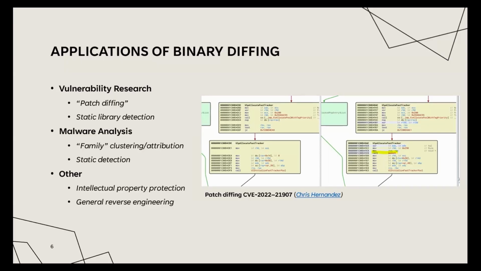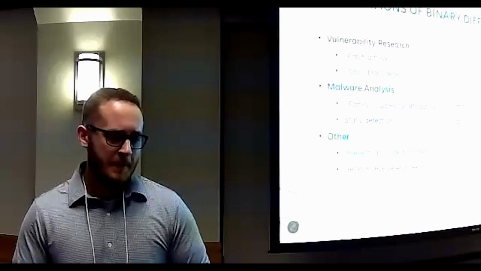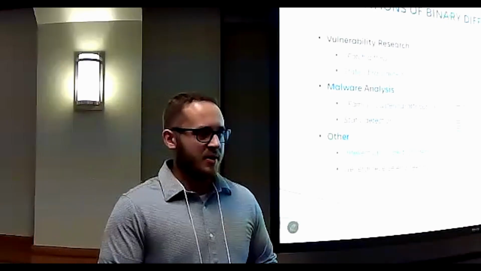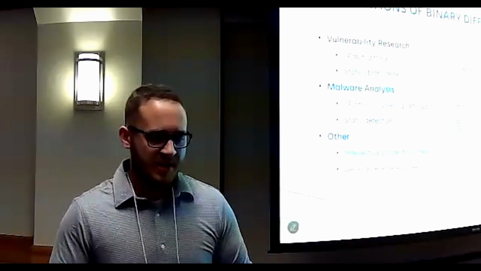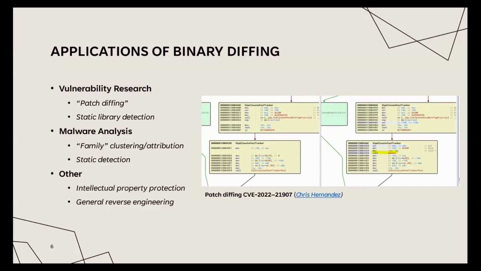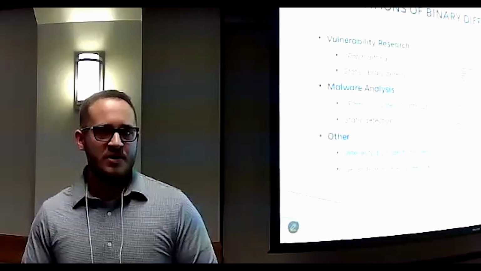Static library detection is another interesting use case. So take libc. You can statically link libc within your binary instead of dynamically linking it. You can find things like memset, memcpy, all your libc functions within your binary. Malware analysis is getting a lot of attention with binary diffing. So clustering certain families of malware together. And then again, static library detection. Intellectual property protection has seen some use cases for binary diffing. So seeing if some set of code was copied and then compiled into your binary, and then just general reverse engineering, like software understanding.